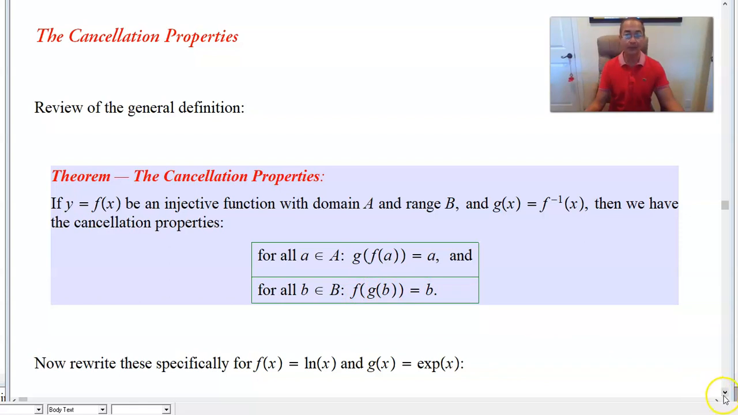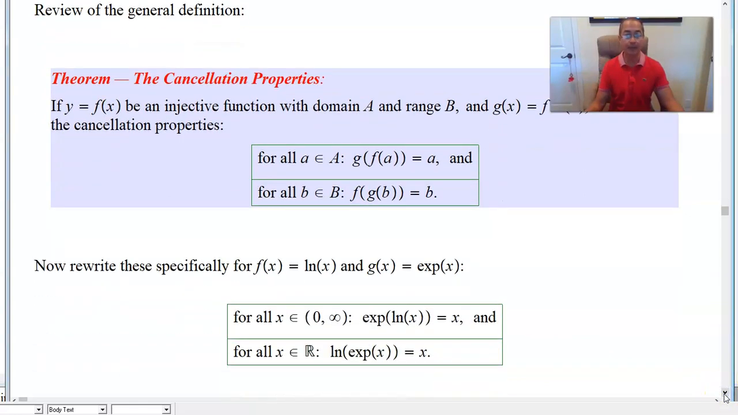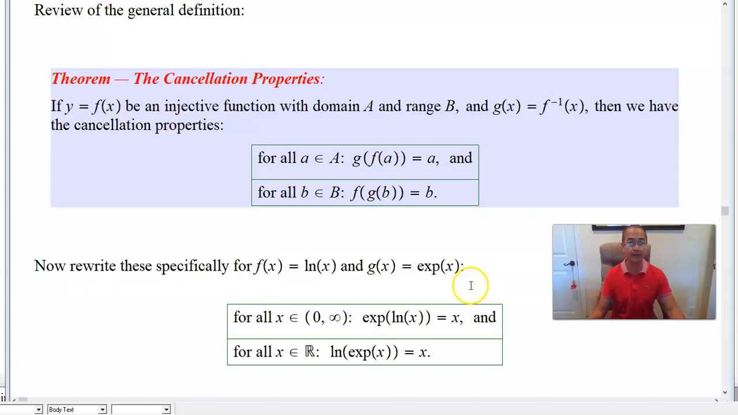Now let's write this in terms of our pair of inverse functions. We have ln of x as the original function f of x, and the exponential function is our inverse function g of x. The domain of ln of x is 0 to infinity. So our first statement says for all x from 0 to infinity, the exponential of ln of x is once again x. And the range of ln of x is all real numbers, so for all real numbers x, the ln of the exponential of x takes you back to x.